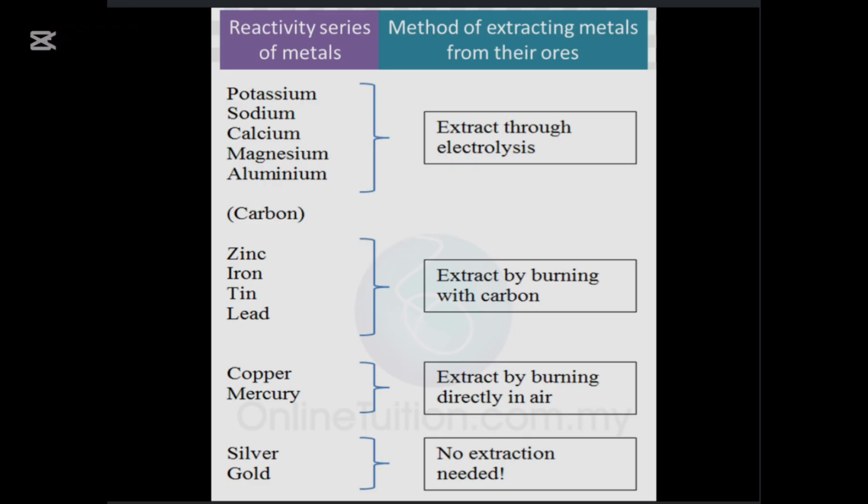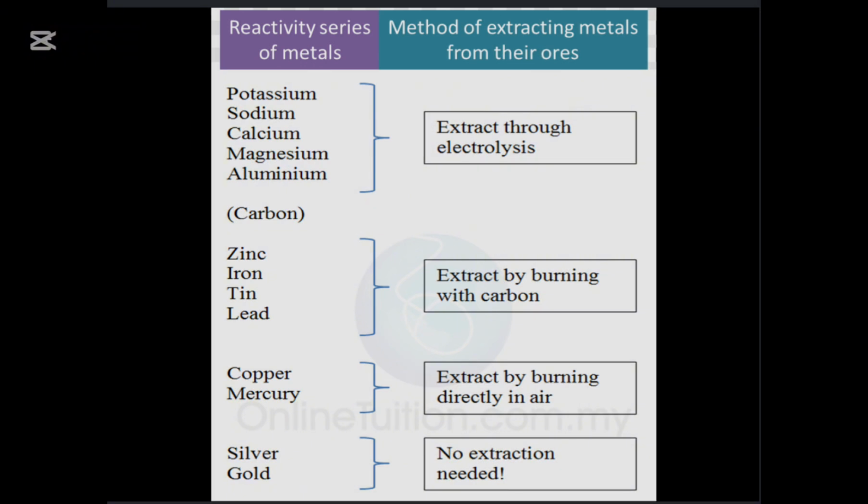of how metals are extracted from their ores. For example, more reactive metals such as potassium, sodium, calcium, magnesium, aluminum are extracted by electrolysis. Metals such as zinc, iron, tin, lead are extracted by heating with carbon, which is a reduction process. Some, like copper and mercury, are extracted by heating in air. As for silver and gold, like I said, no extraction is needed because they are native metals. They are very, very unreactive. Now, that is all you need to know for this particular class.